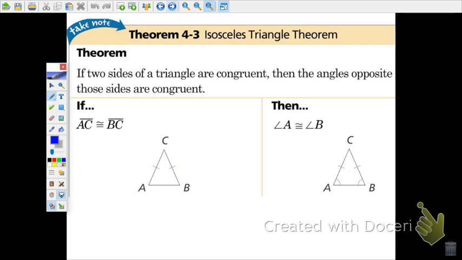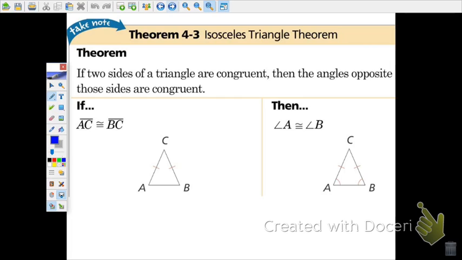So we have a theorem called the isosceles triangle theorem that says if two sides of a triangle are congruent, then the angles opposite those sides are congruent. So you have that theorem in your notebook. Below that it says to draw an example.